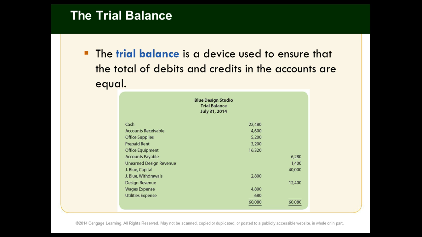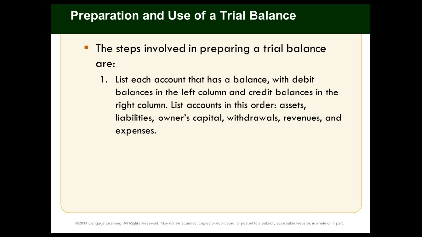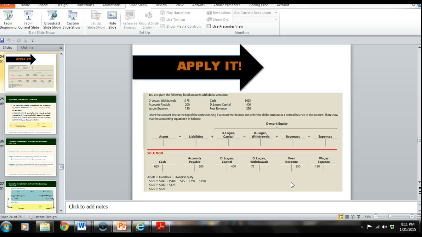So from doing all those debits and credits, we're then going to create what we call a trial balance. Basically, all a trial balance is recording every single account and the correct either debit or credit balance, and then totaling these to make sure they balance. Okay? So that's what we're going to start doing now.